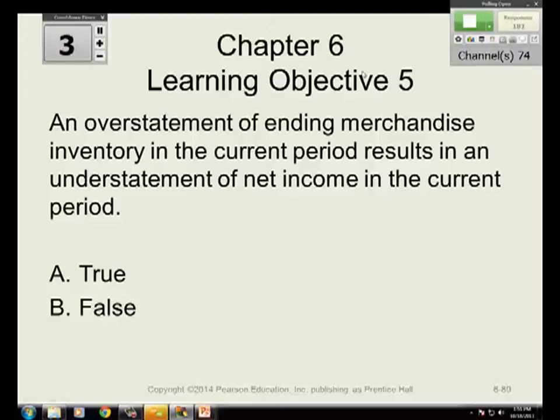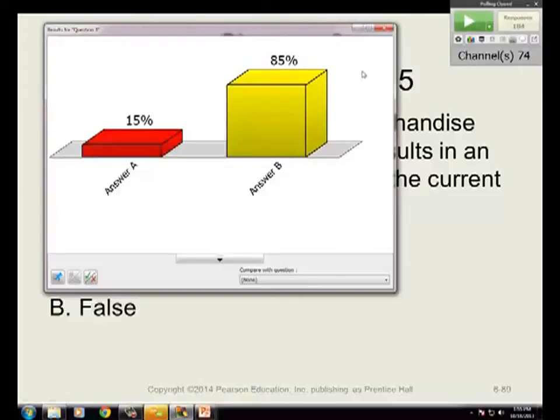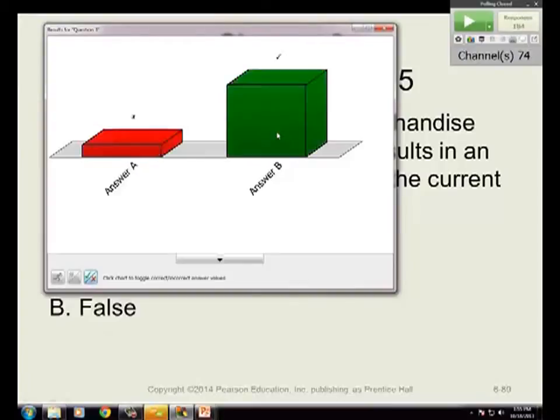Want 100% on this one. All right. Oh, look. Question again. You got it wrong.